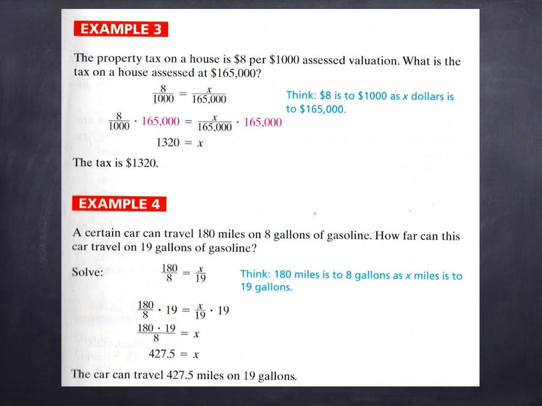And example 4: a certain car can travel 180 miles on 8 gallons of gas. How far can this car travel on 19 gallons of gas? So you're going to set up the same way: 180 over 8 equals x over 19. The 180 is the miles on the 8 gallons of gas. Instead of 8 gallons, we have to figure out what 19 gallons of gas is, so it's going to be x over that. So 427.5 miles, it looks like, on 19 gallons of gas.